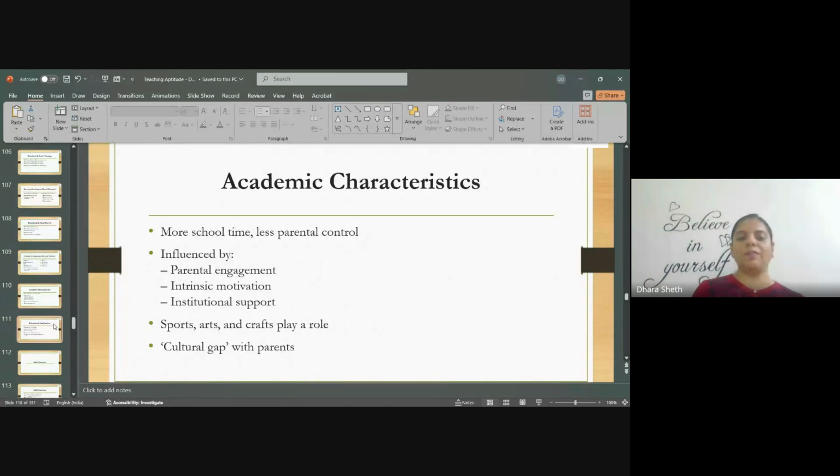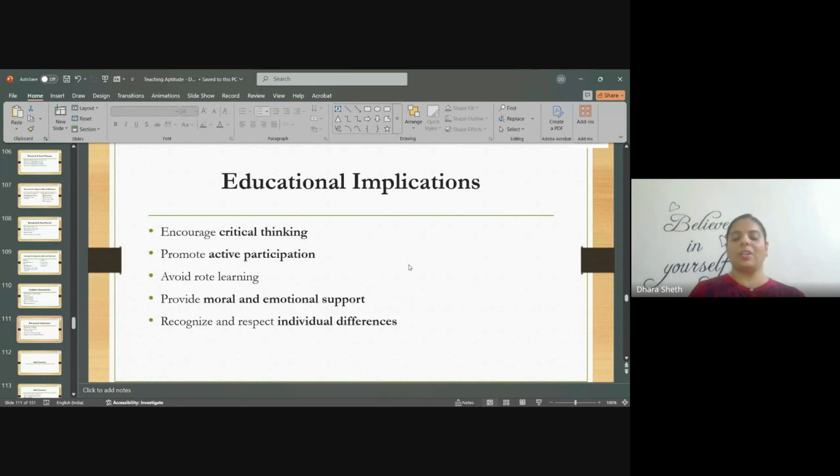So how is it important for us? Because as a teacher, when you are teaching adolescent learners, you encourage critical thinking, promote active participation, avoid rote learning, because now they don't memorize ABCD. Now they need to understand things, they will reflect, they have higher order thinking. Provide moral and emotional support to them, because they are undergoing emotional turmoil. And recognize and respect individual differences, because now they are in the rebellion mode and they want to be respected in the formation mode. Okay.